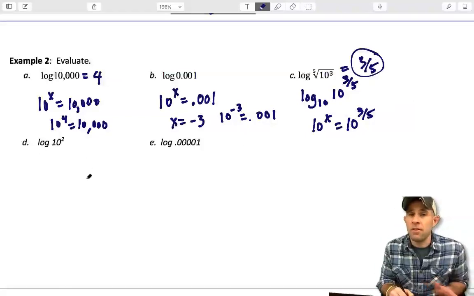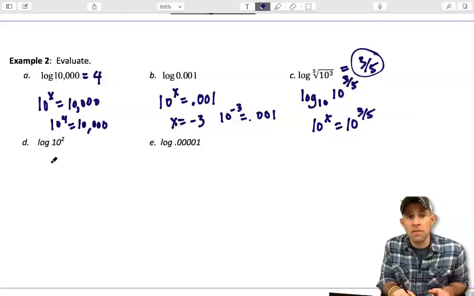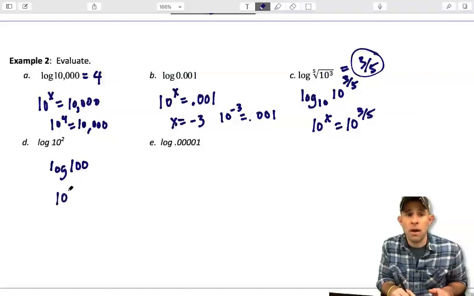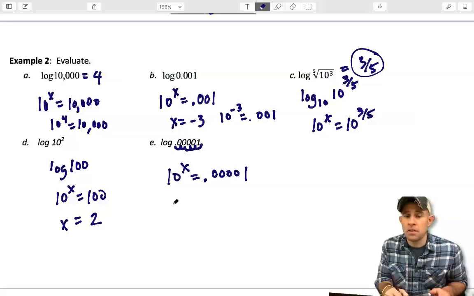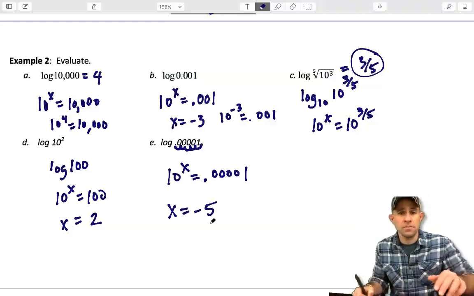All right, same thing follows for our next one here, log base 10 of 10 squared. Well, I can rewrite that in one of two ways. I can write that as log base 10 of 100. In other words, what power do I raise 10 to in order to get 100? Well, that power should be 2. And then finally here, we're going to move our decimal place over 1, 2, 3, 4, 5 units to the left. So what power do I raise 10 to in order to get 0.00001? That should be the negative 5th power. So x should be equal to negative 5.